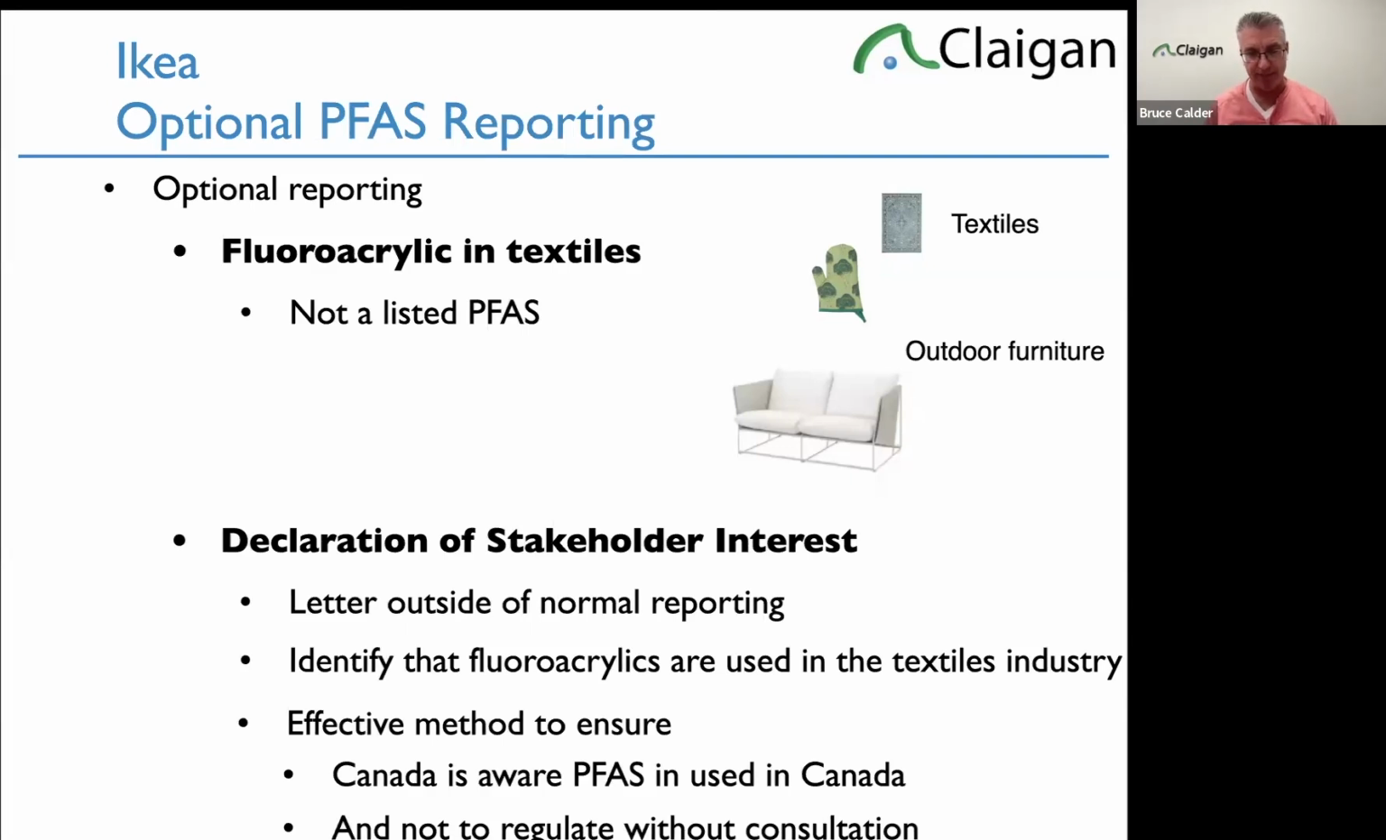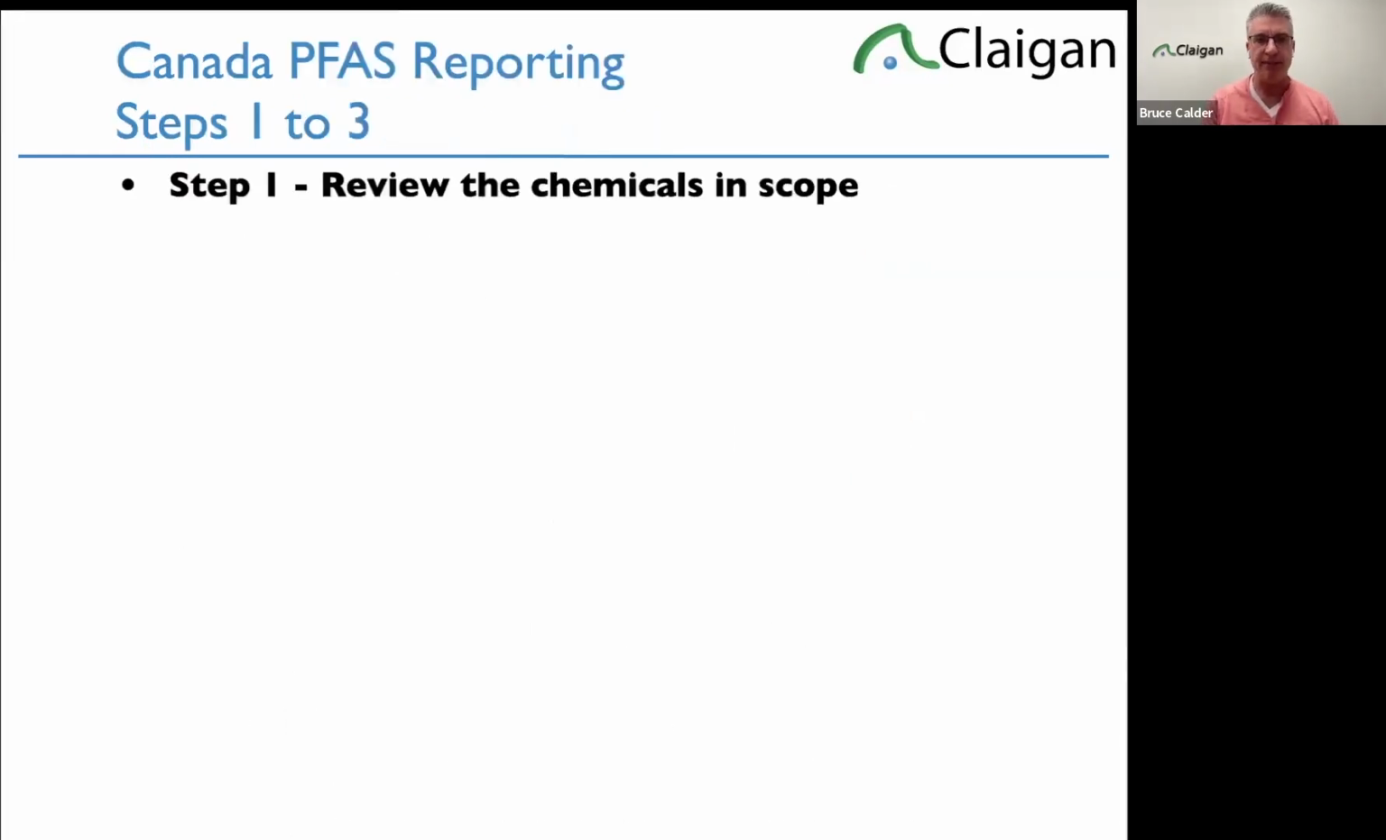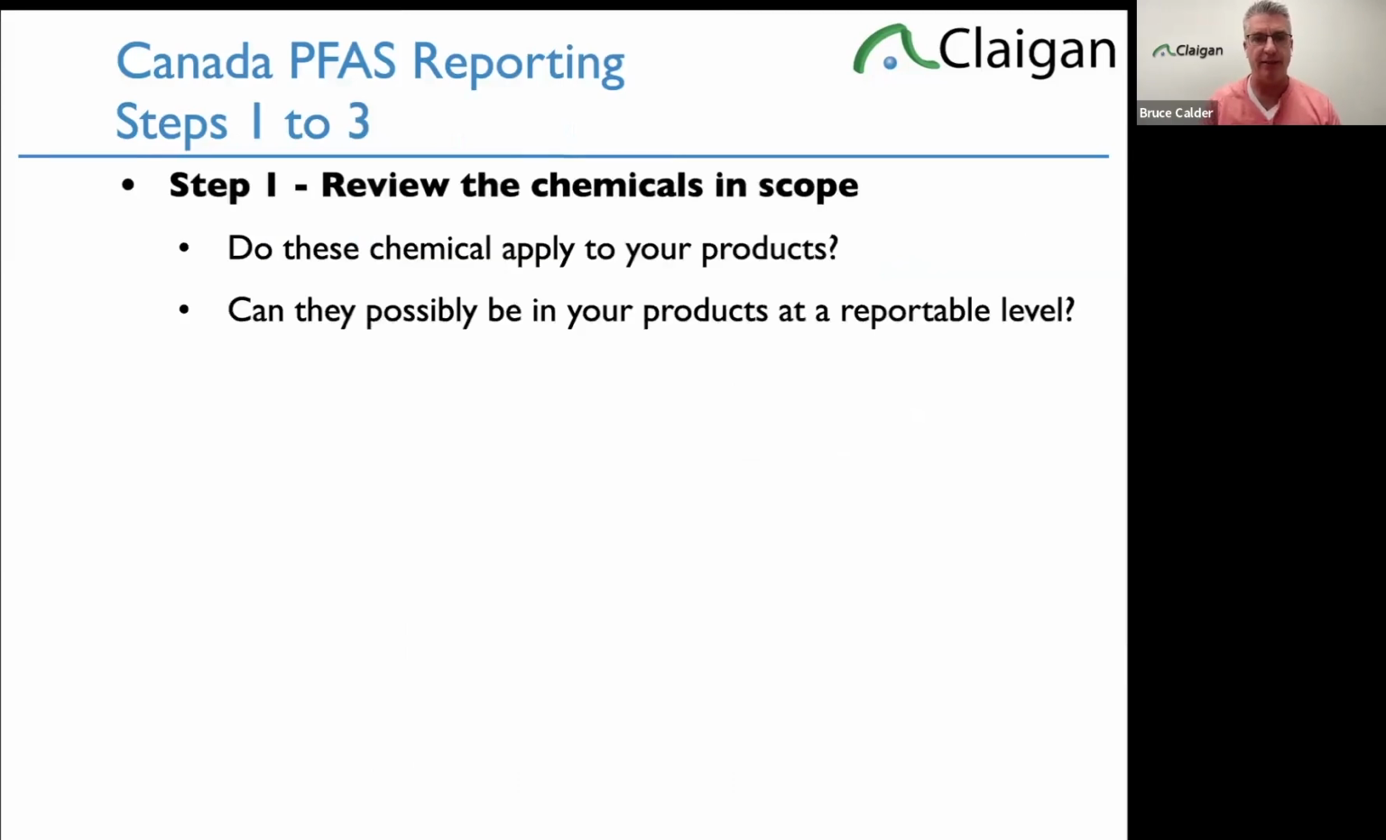It's a little bit simpler in TSCA. TSCA is also much simpler than people think. What we're basically looking at is that it's likely they have two or three mandatory reporting requirements after the questionnaire and the actions. So step 1, review the chemicals in scope. Do these chemicals apply to your products? Can they possibly be in your products at a reportable level? Sure, that's technical, and we handle that. We start with a questionnaire and go from there.